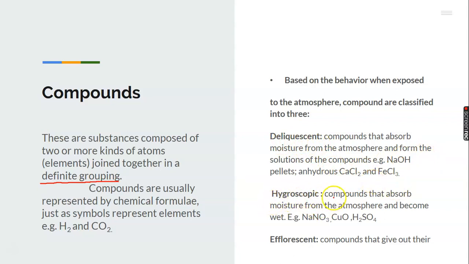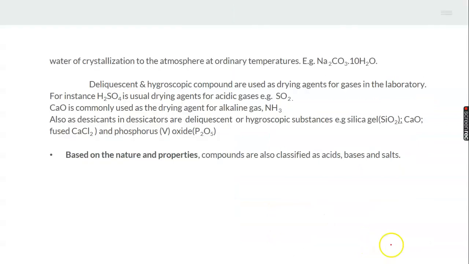And hygroscopic compounds are those that absorb moisture from the atmosphere and become wet, but they don't form a solution. They become wet, but there's no solution being formed. These are their examples too. Then efflorescent compounds give off their water of crystallization, for instance, disodium trioxocarbonate(IV) decahydrate, that's 10 water. It normally loses 9 moles of the water, remaining 1. So that's an efflorescent compound. Okay, so the deliquescent and hygroscopic compounds are used as drying agents in the lab.